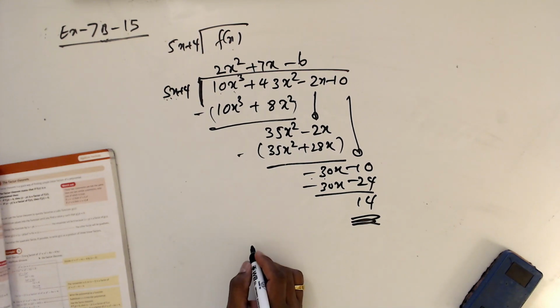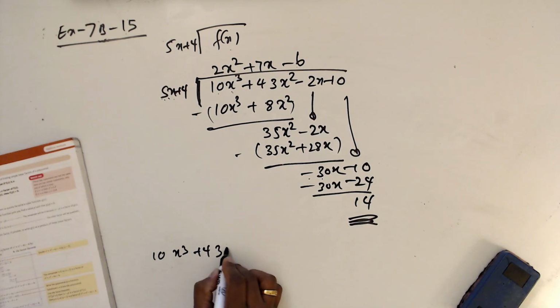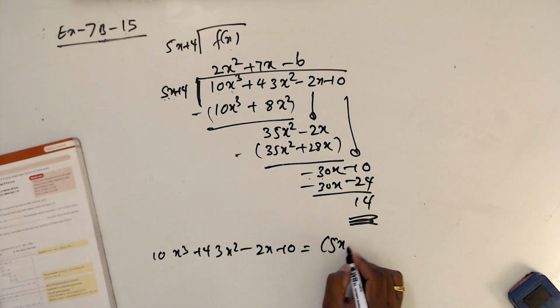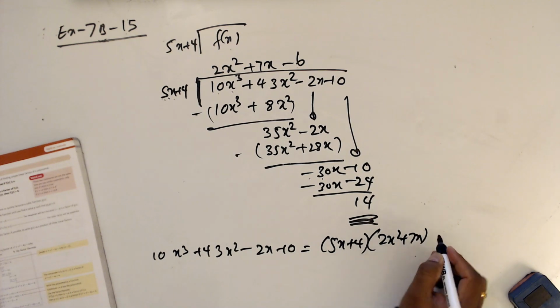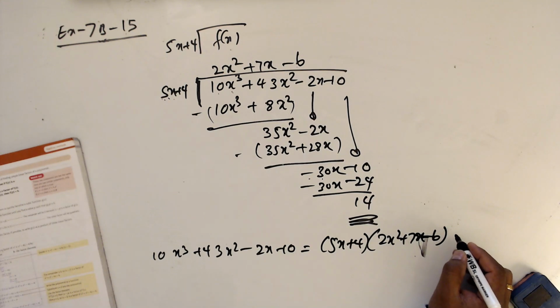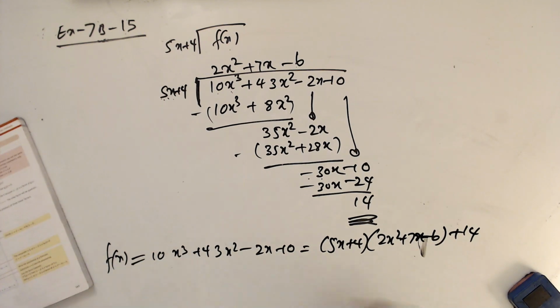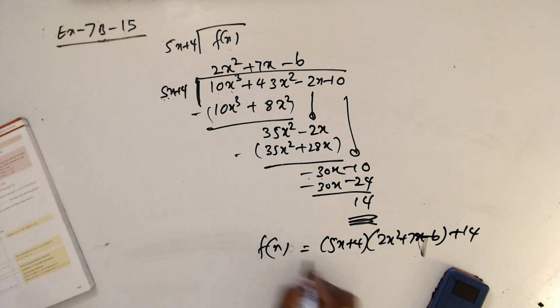You can write 10x cube plus 43x square minus 10 equal, divisor is 2x plus 4, 2x plus 4 times quotient is 5x square plus 7x minus 6, and remainder is 14. This is also fx. You can write instead of this one, simply fx equal this one.